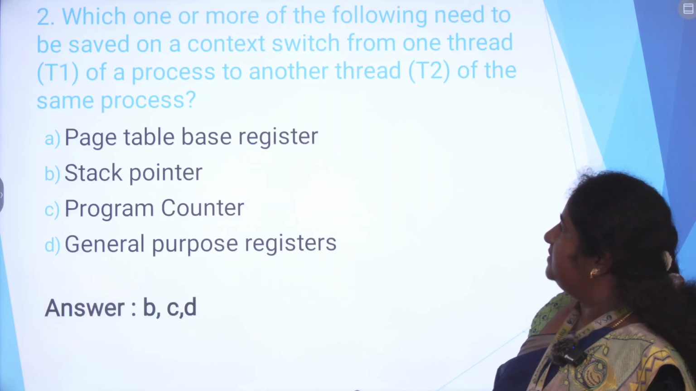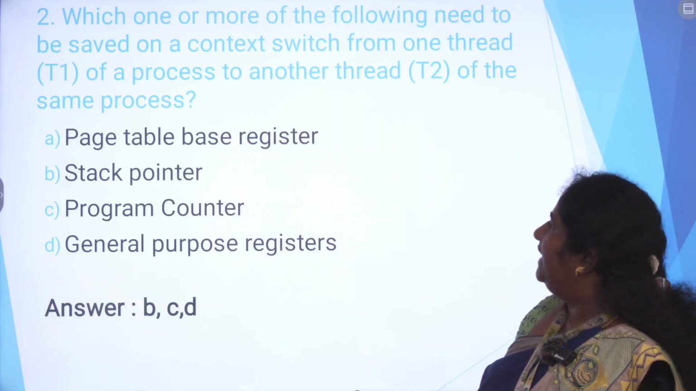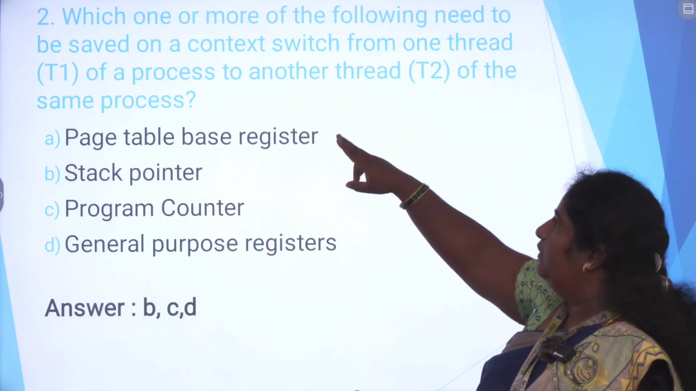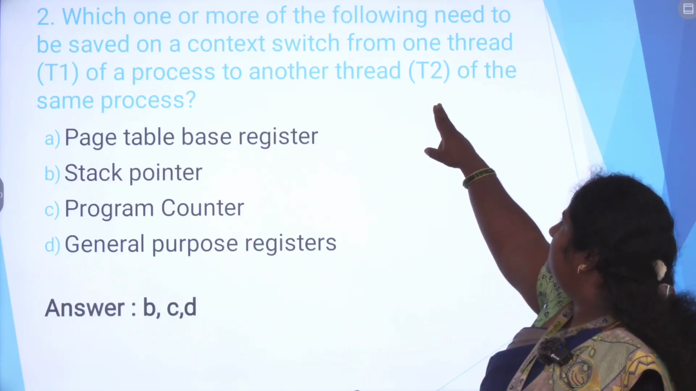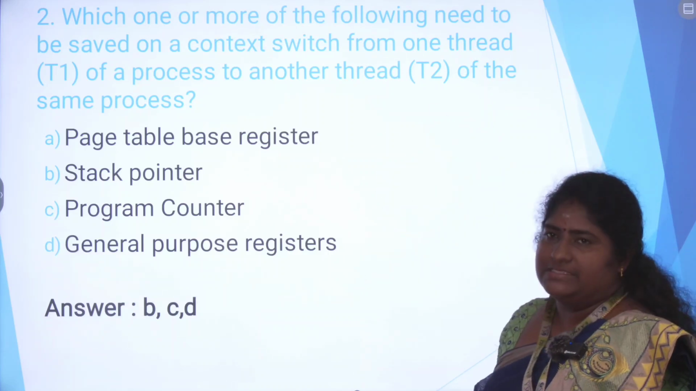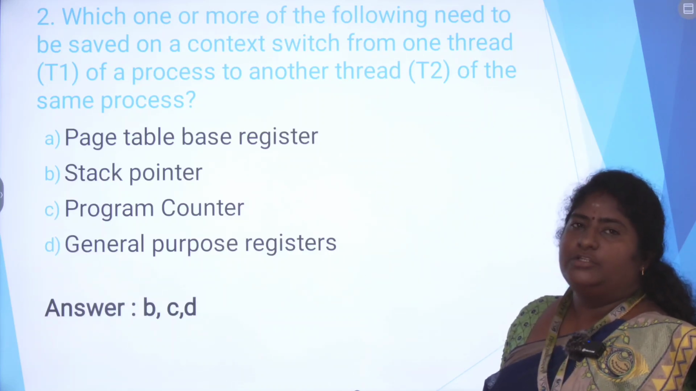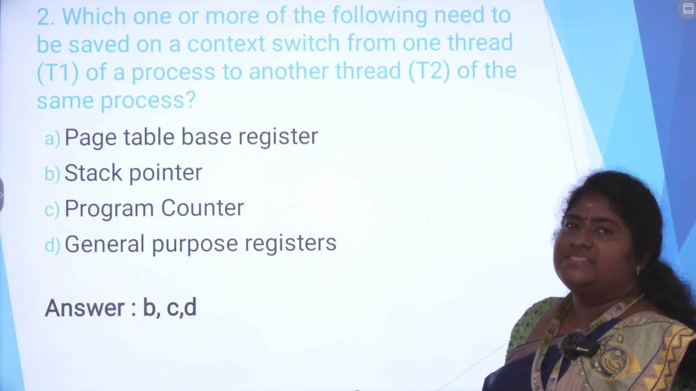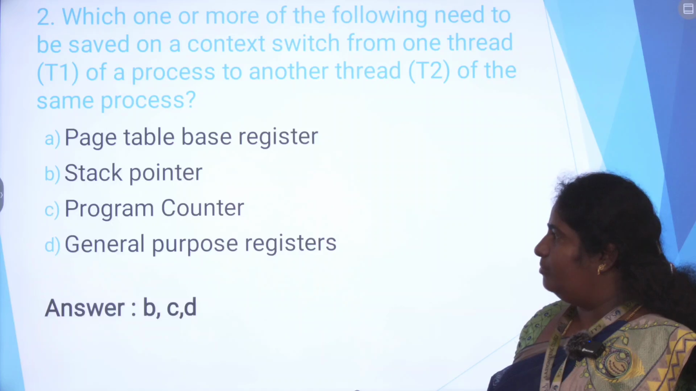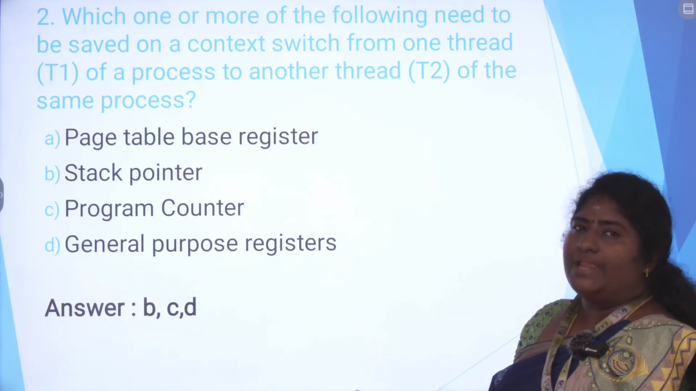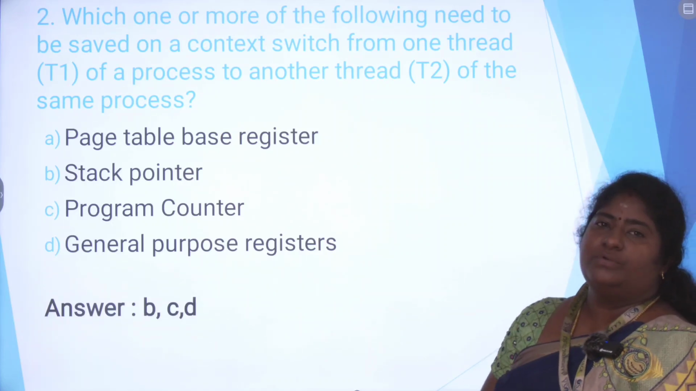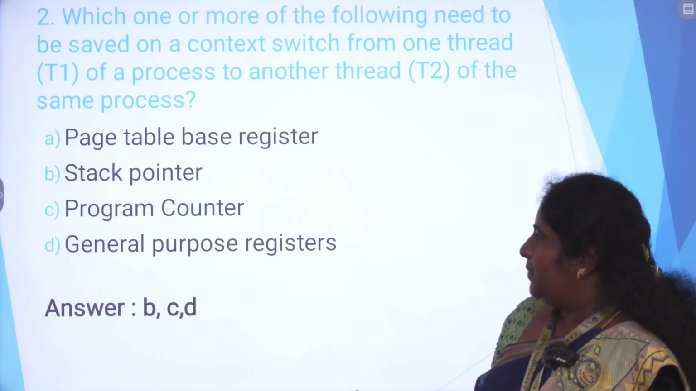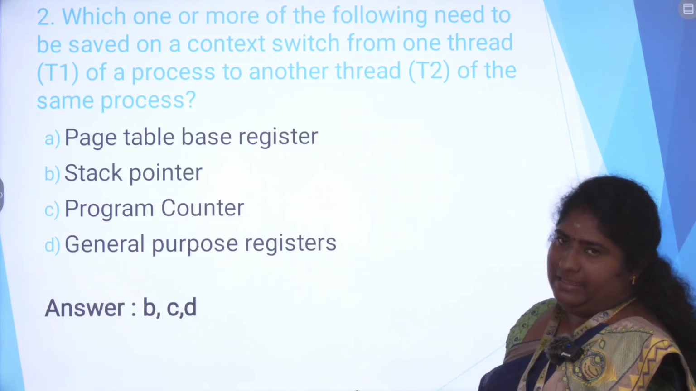So the second question is, which one or more of the following need to be saved on context switching from one thread, say T1 of a process, to another thread, T2, of the same process? Whenever there is a context switch, the information that needs to be stored is the basic three components. What are they? Stack pointer, program counter, and the information in the general purpose registers. So the correct options for this question are B, C and D.